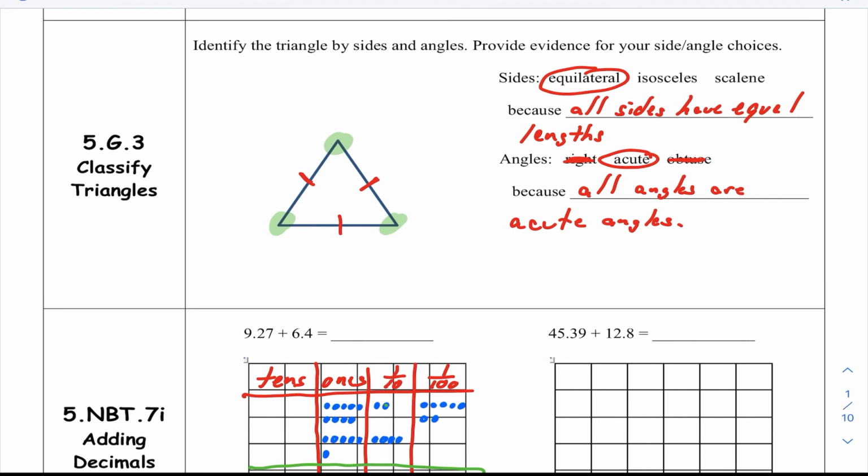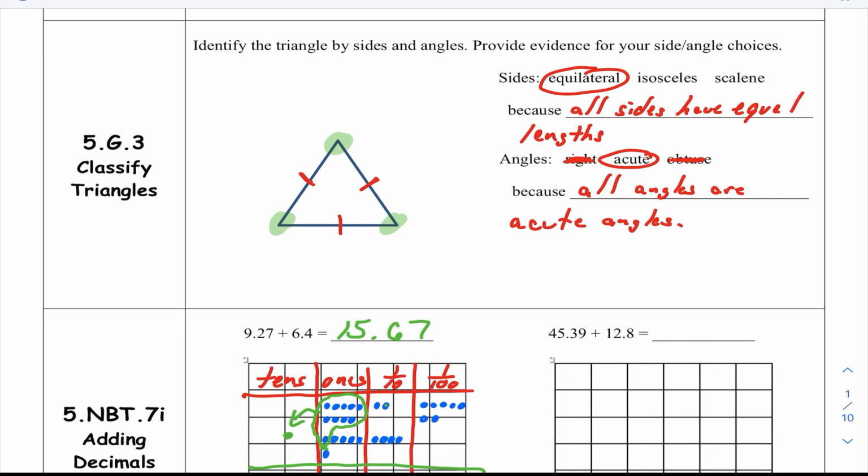Now my ones, I have more than 10 ones. So I'm going to count those up. 1, 2, 3, 4, 5, 6, 7, 8, 9, 10. So I'm going to group those together. Move those over here to become a 10. And I have 1, 2, 3, 4, 5 remaining. So 5 ones. And then I just have the 1 ten. So 9 and 27 hundredths plus 6 and 4 tenths is 15 and 67 hundredths.